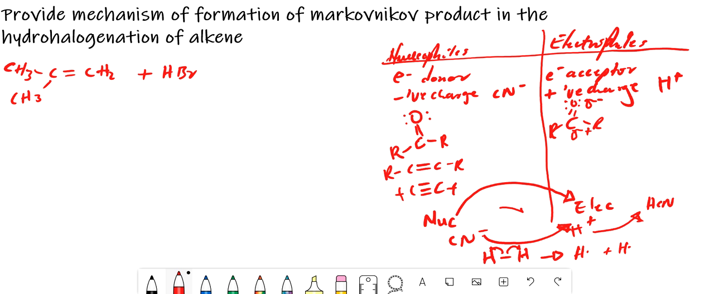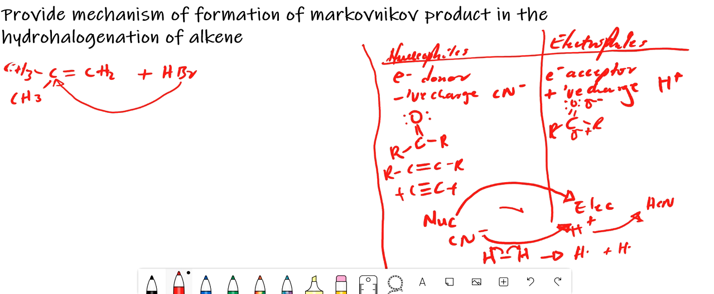Alright, okay, so now that you know how to differentiate between nucleophile and electrophile, let's answer the question. The question requires you to provide a Markovnikov product. So first, again, let's define what a Markovnikov product is. The Markovnikov product from this question is the product which will form as a result of bromine substituting to the highly substituted carbon.